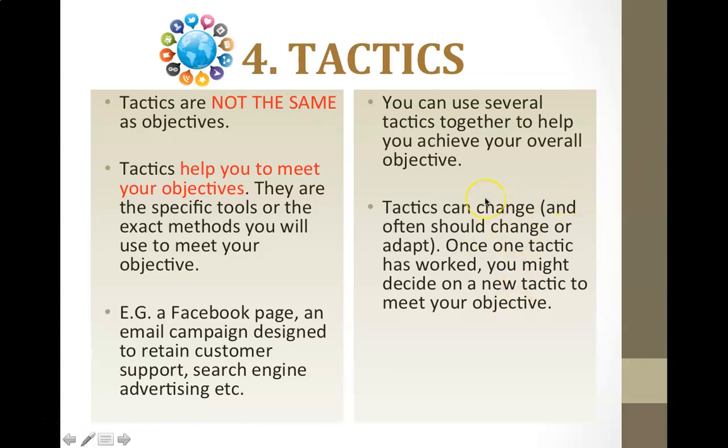So you might decide that you're trying to drive traffic to your website through Instagram ads, but then you might find after 3 or 4 days that you're getting no traffic to the website, and you might change your tactic to pay-per-click Google AdWords as opposed to Instagram ads. Once one tactic has worked, you might decide on a new tactic. Objectives, though, remain the same. Your objectives are going to remain the same unless you decide to engage in a new strategy.